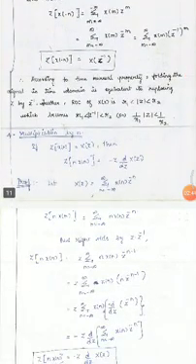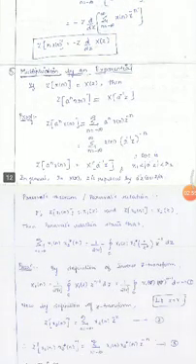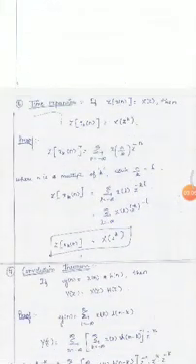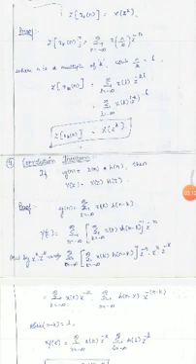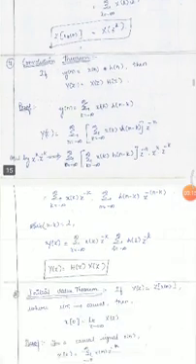What about multiplication by n? Z of n x of n is equal to minus z times the derivative of x of z. The multiplication by exponential property means Z of a power n x of n is equal to x of a power minus 1 z. Likewise, we have the time expansion property, Z of x k of n is equal to x of z power k. Then the convolution theorem, y of n is equal to x of n convolved with h of n.